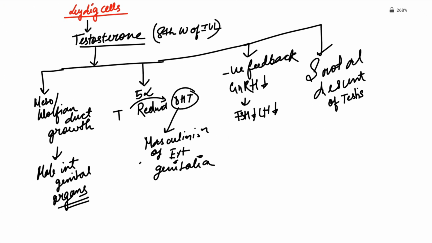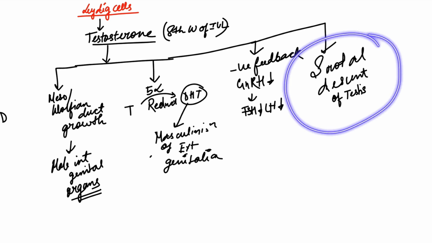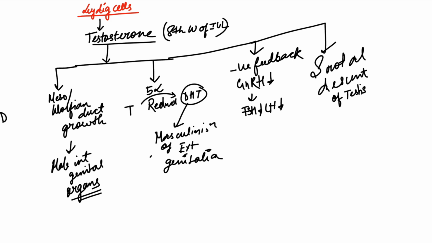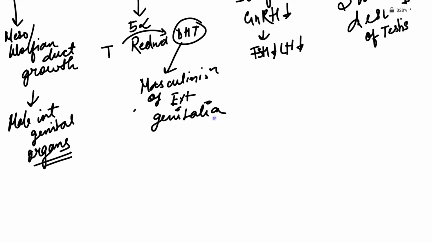Here we learned this is the function of the testosterone, and it is with the help of this testosterone only that we saw that the male internal genital organs are being formed. The external genitalia are getting converted into the male one, that is, the masculinization is happening, and it also causes the scrotal descent of the testis. So with this we complete the development of the male genital organs of the male reproductive system.